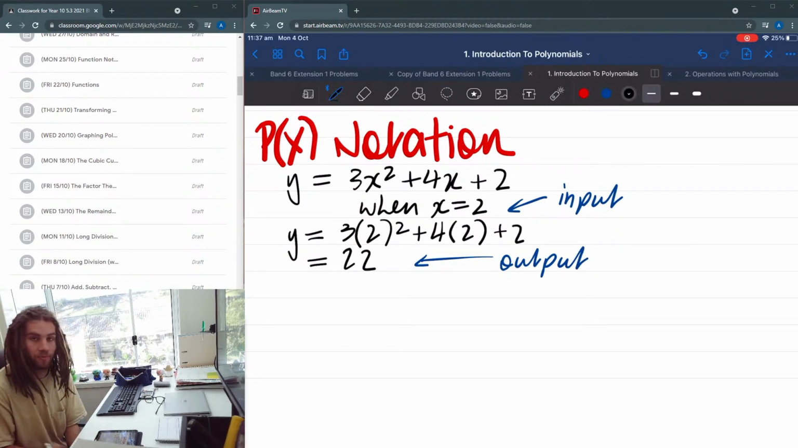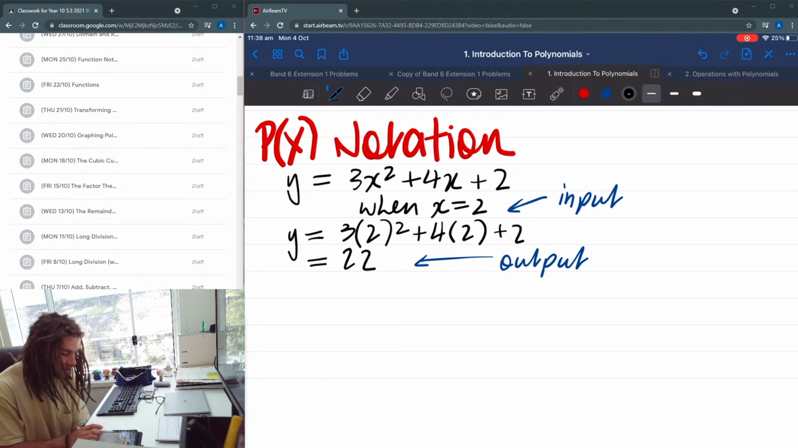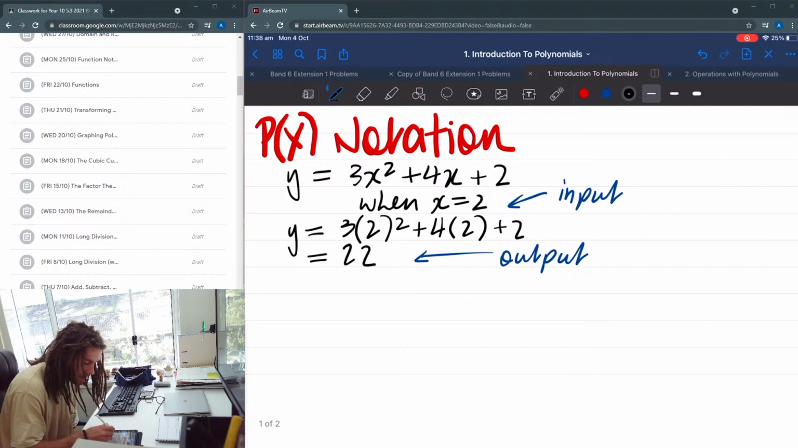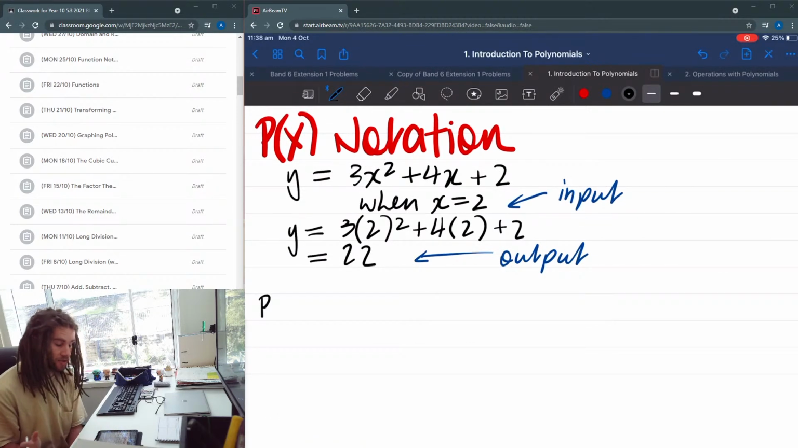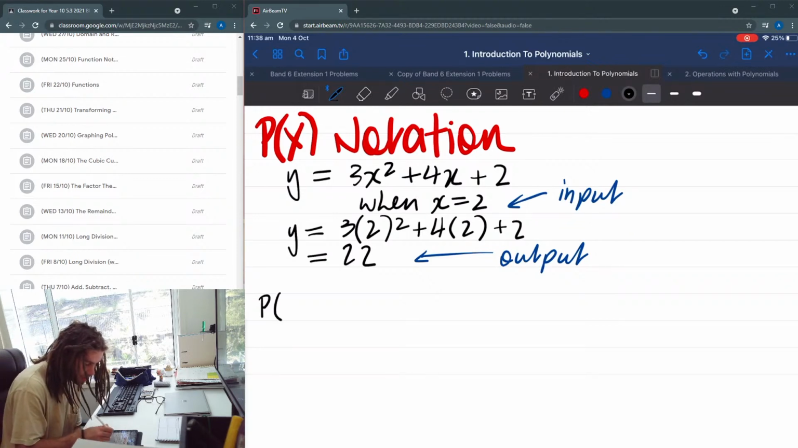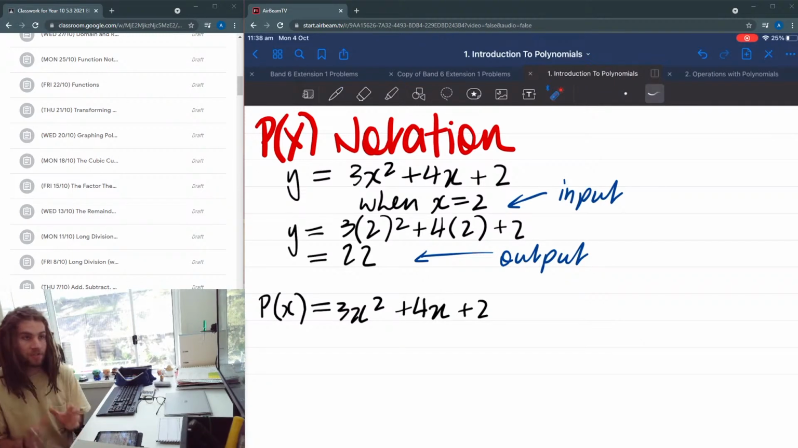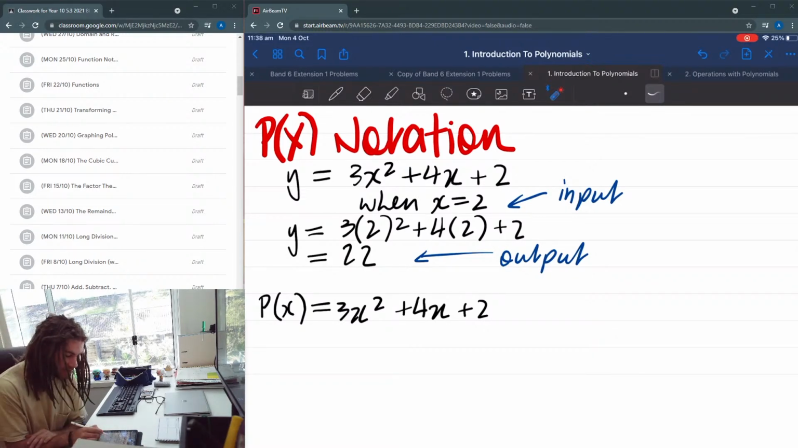Okay, so I've got an input and output. My input was 2, output was 22. So rather than saying x and y, what we instead say is, okay, I have a polynomial, p. Now this letter will change depending on what this is, but at the moment I'm just using a polynomial. Now my polynomial has x's inside of it. And I'm going to call that 3x squared plus 4x plus 2. So I'm defining this polynomial. It's a thing, it's a machine, it's a function, and then there's x's inside of it. So my x's are here.